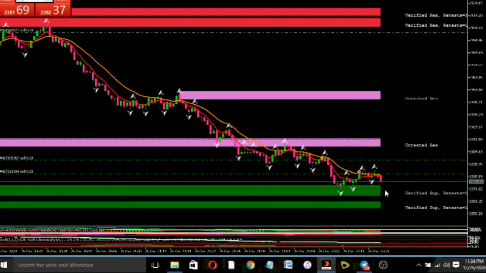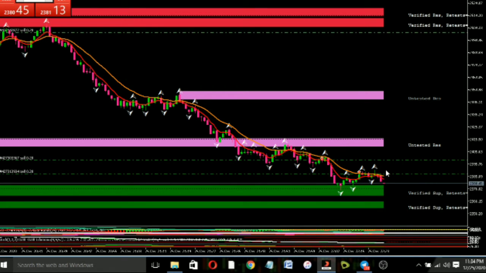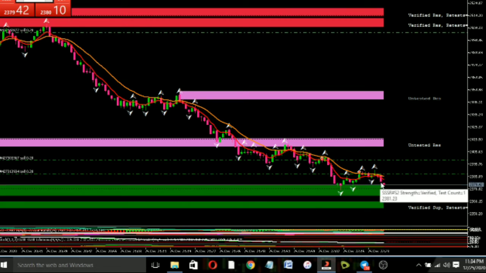So this is a verified support. The support is verified because the market at this area is actually ranging. Now, if you notice, a breakout is about to take place. If you want to enter a trade, I don't advise you to enter a trade here.